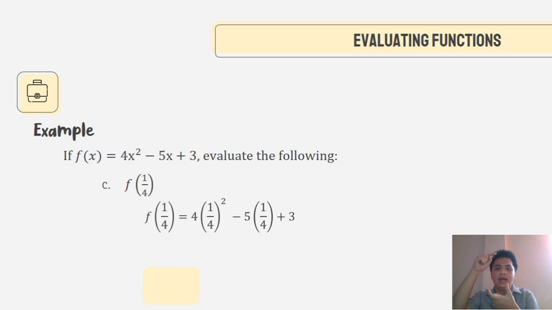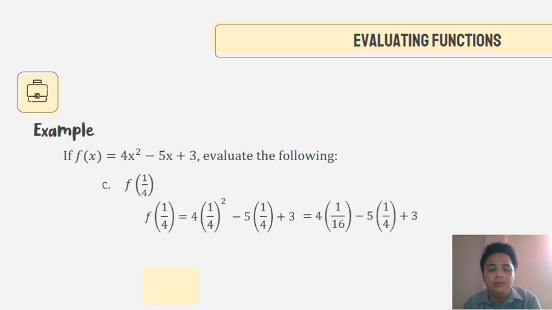So, ano mangyayari? Magiging 1 squared over 4 squared. So, gawin natin. What is 1 squared? That's 1. Ano ang 4 squared? That's 16. So, magiging ganito siya. 4 multiplied by 1 over 16 minus 5 times 1/4 plus 3. Nakuha ba yung pag-i-square ng fraction? So, I hope nakuha. Let us proceed with multiplication.